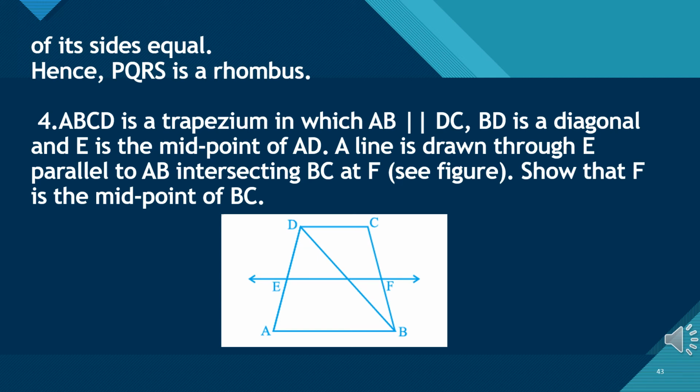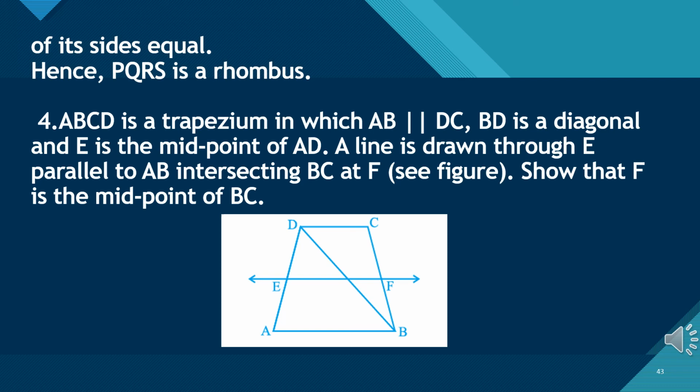A line is drawn through E, parallel to AB, intersecting BC at F. So F is the midpoint of BC. Therefore, in quadrilateral PQRS, we have PQ equals SR and PQ is parallel to SR. Therefore PQRS is a parallelogram. Question number 1. Show that the quadrilateral is a parallelogram. Using the converse of the midpoint theorem, we get G is the midpoint of BC.